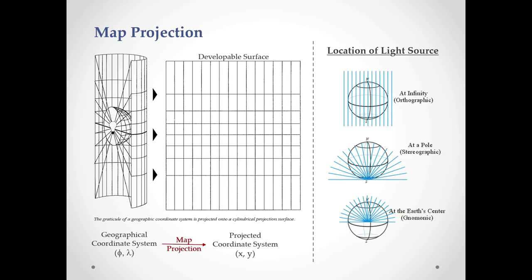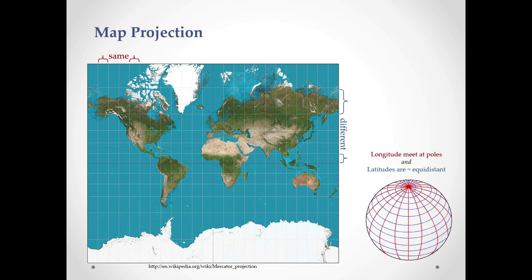If the light source is at infinity, then the projection will be like this. At a pole, the projection will be like this, and at the earth center, the projection will be like this. At infinity, the projection is called orthographic projection. At a pole, it is called stereographic projection, and at the earth center, it is called gnomonic projection. So, this is the Mercator projection which we are now using in our maps.